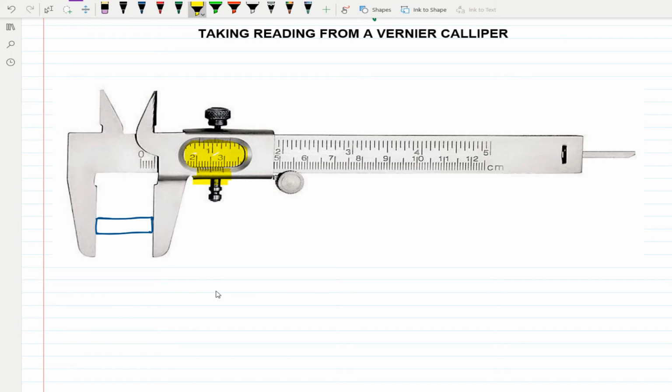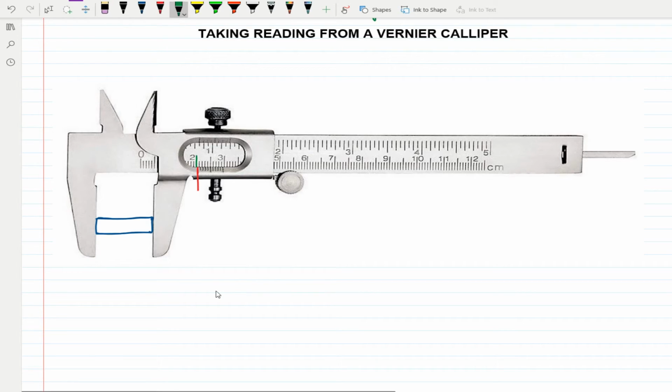So how do we proceed? What you first need to do is see what the main scale division is. In order to see that, make sure you notice where the zero of the vernier scale is lying. Okay, so in this case you can see the zero of the vernier scale is lying over here. It has just crossed this particular division of the main scale.